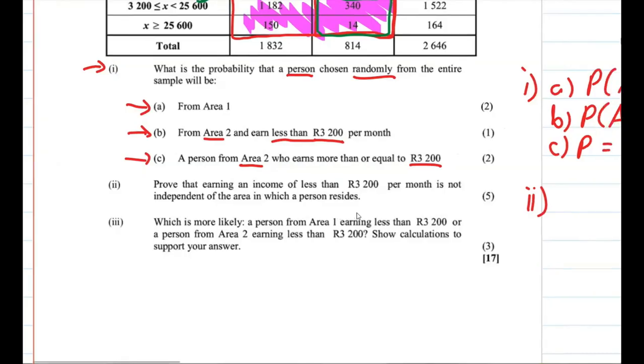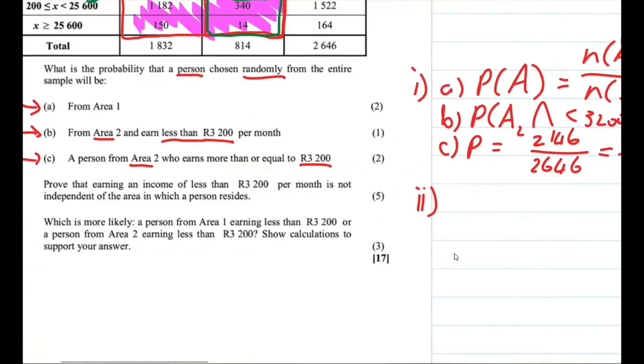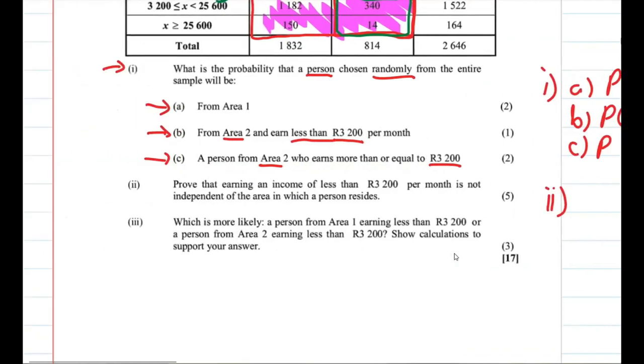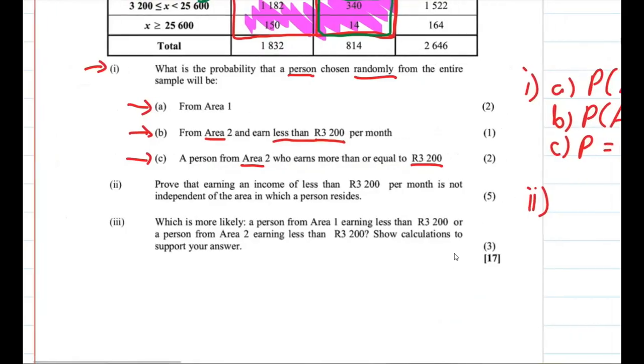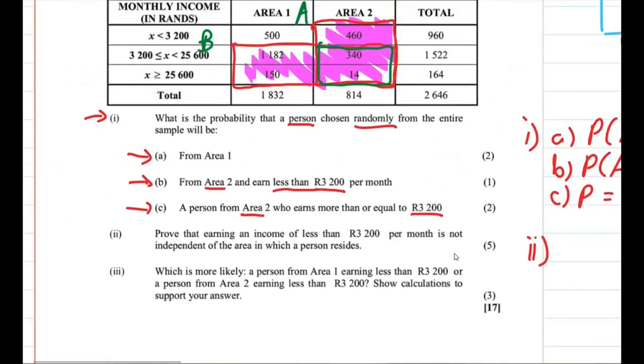Wyatt, I think you are raising a very good point here. I think I may have read that wrong. A person from area 2 who earns more than or equal to 3,200. Person from area 2 who earns more than or equal to 3,200.